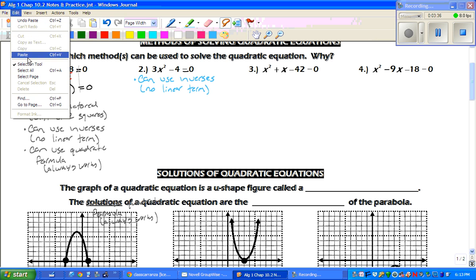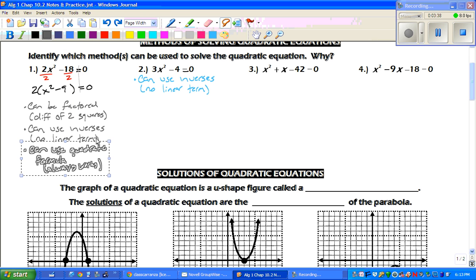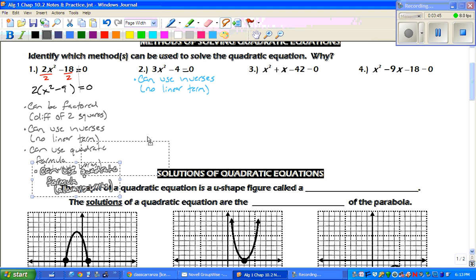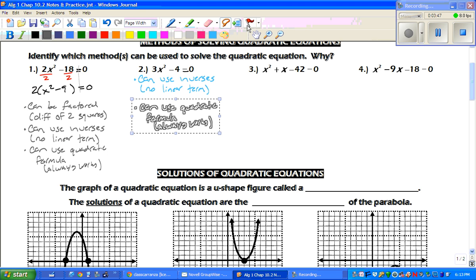What happened there? Edit. Undo. Edit. Copy. Edit. Paste. There we go. Okay. You can always use the quadratic formula.